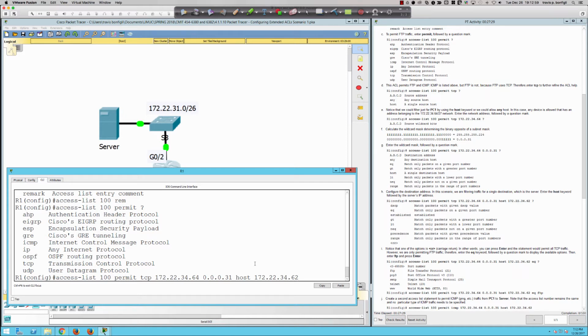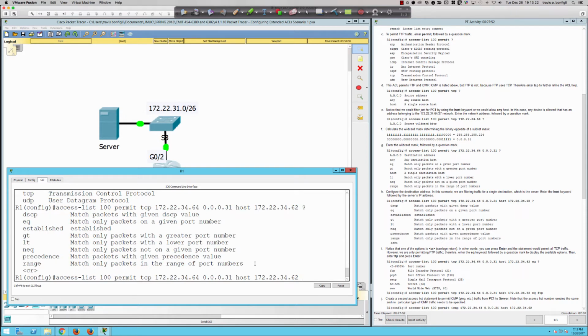And again, I could have written it as how you see it here, host 172.22.34.62, or I could have said 172.22.34.62 space 0.0.0.0, leaving the host keyword out. Because again, those are equivalent statements. But they want us to go ahead and put the 62.